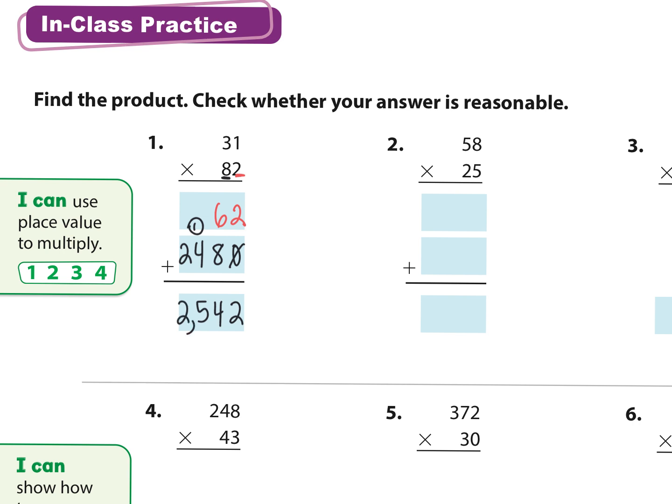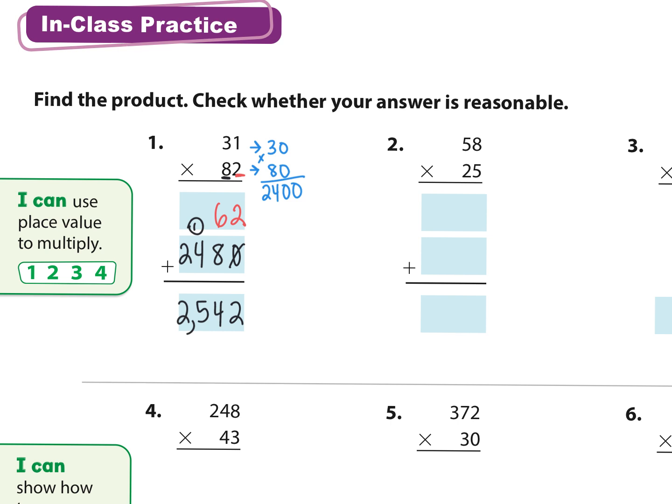Now, if I want to check for reasonableness, this is how I would do that. I'm going to estimate 31 to 30, and I'm going to round 82 to what? 80. And 30 times 80 would be close to 2,400. Is my answer reasonable? Yes. Did y'all see how that works?